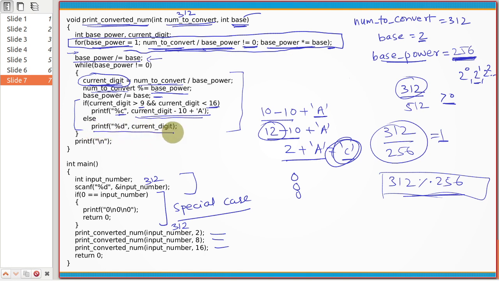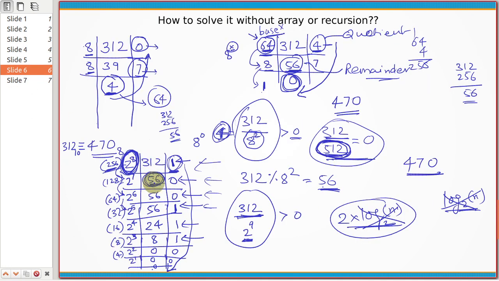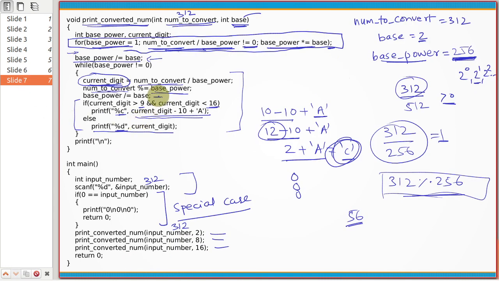And here, if the number is not greater than 9, but is less than or equal to 9, then we directly just print that digit, right? After printing that digit, this will iterate again. Now in the next iteration, the number to convert would be 56, which is the reduced number, and the base power would be 2 raised to 7 because we have already halved it here, right?